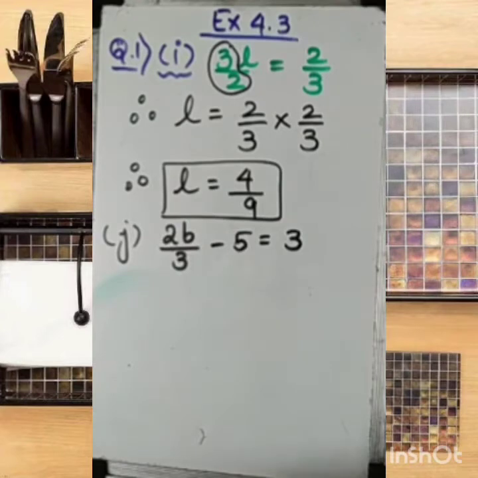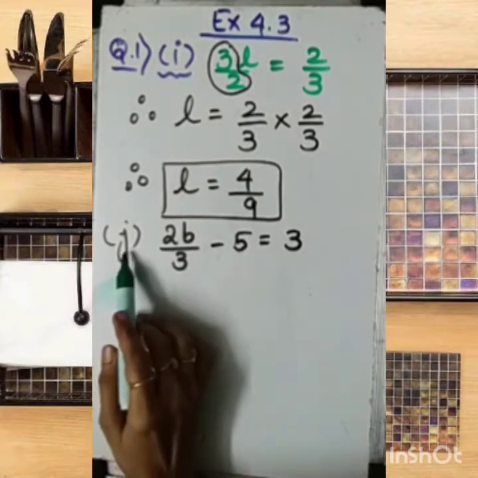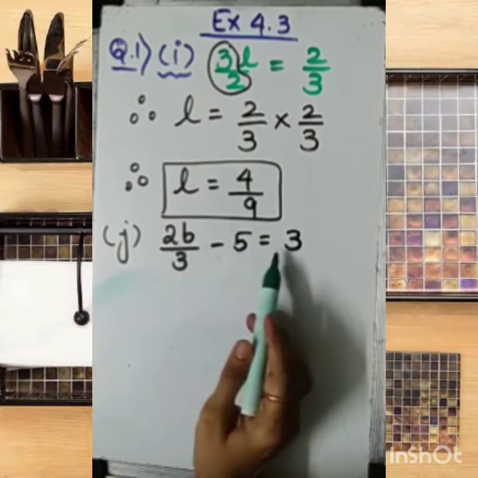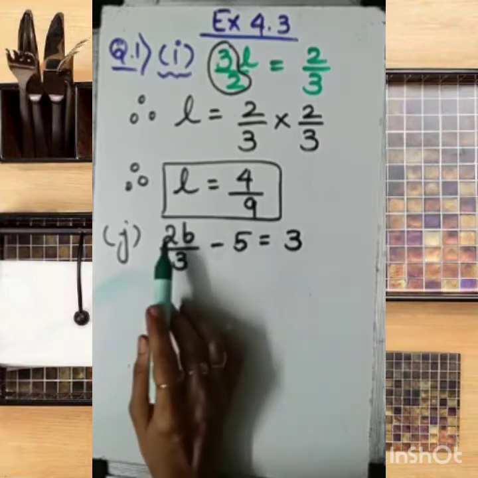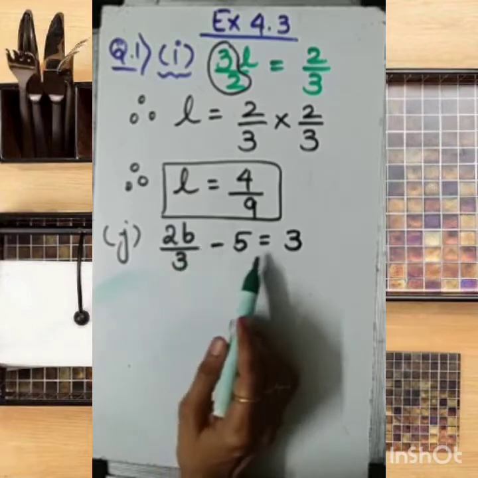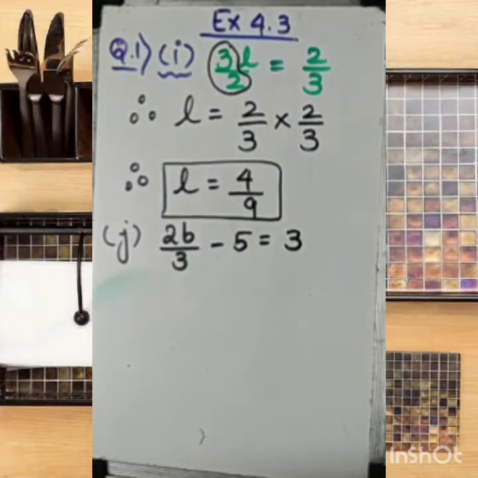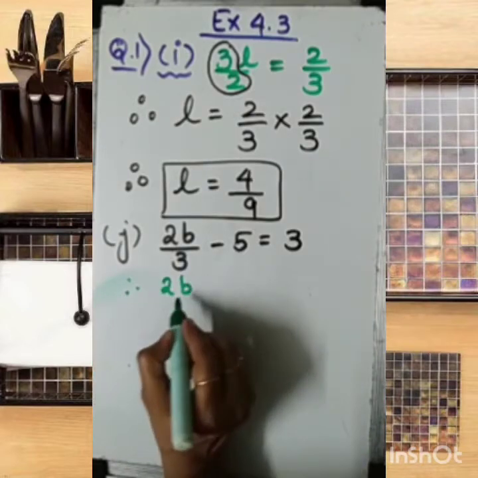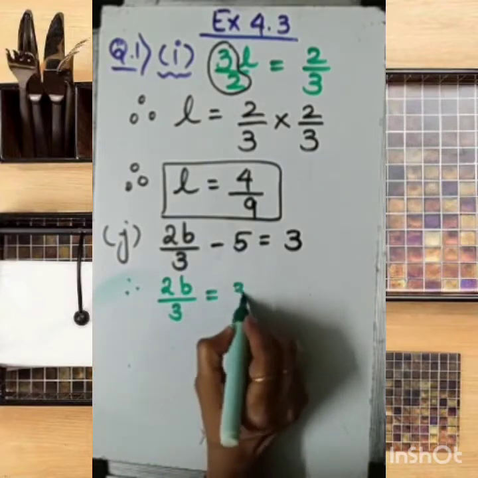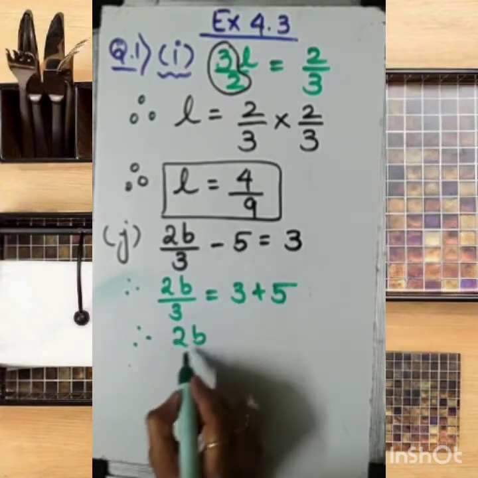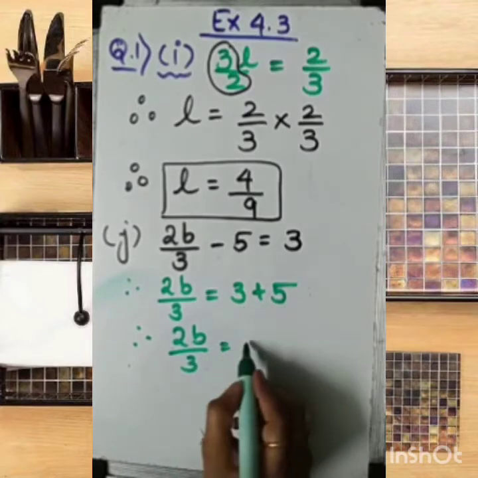So, my dear student, you must know how to read out the equation. As in part j, we are given 2b by 3 minus 5 equal to 3. How to read it? Some students may want to read it as 2 by 3b minus 5 equal to 3, and that is also correct. So, in the next step, what we have to do here: 2b by 3 I am keeping as it is, and this minus 5 I am shifting to the right side. So that becomes plus 5.